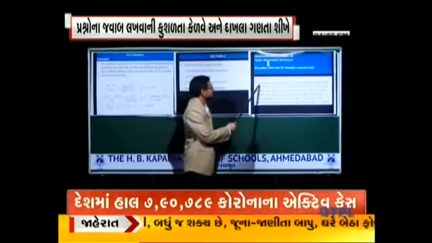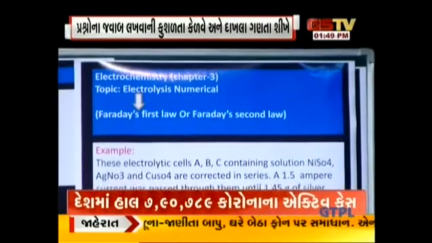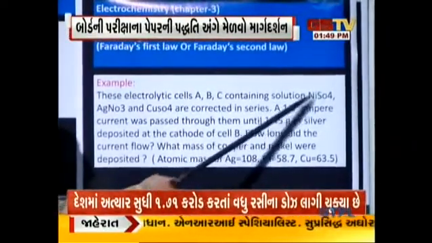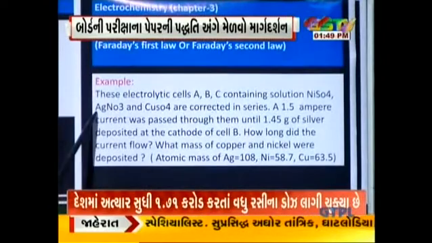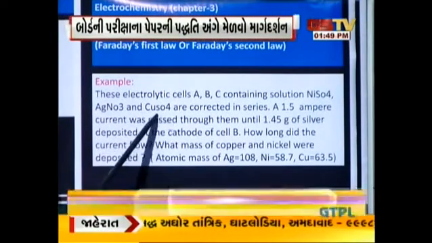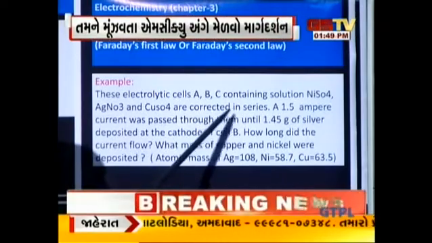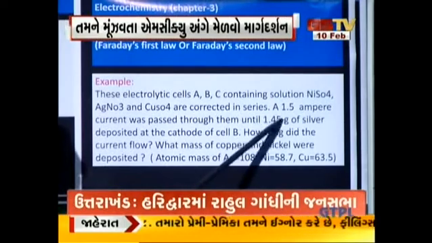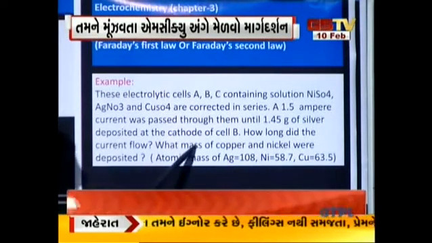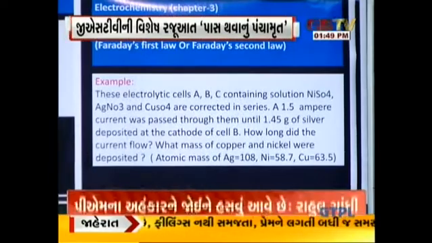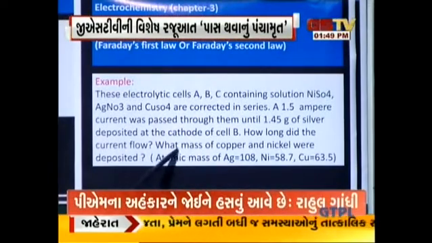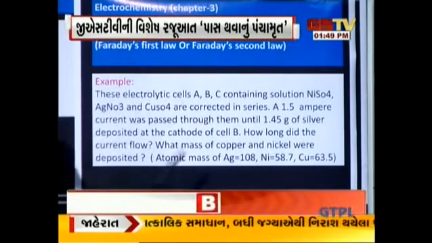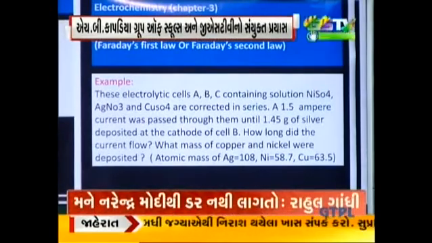Like we have an example of Faraday's second law. Electrolytic cells A, B, C containing solutions of NiSO4, AgNO3 and CuSO4 are connected in series. A 1.5 ampere current was passed through them until 1.45 gram of silver was deposited at the cathode of cell B. How long did the current flow? What mass of copper and nickel were deposited? This kind of question can be asked for the 4 marks.